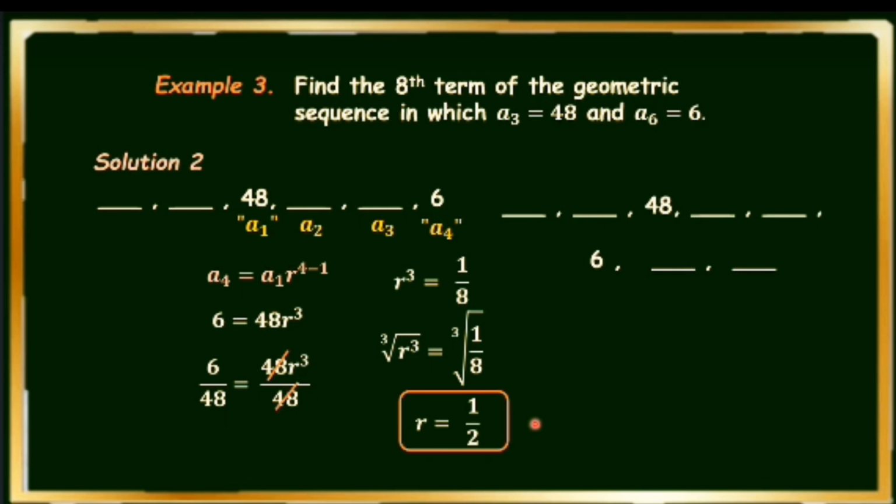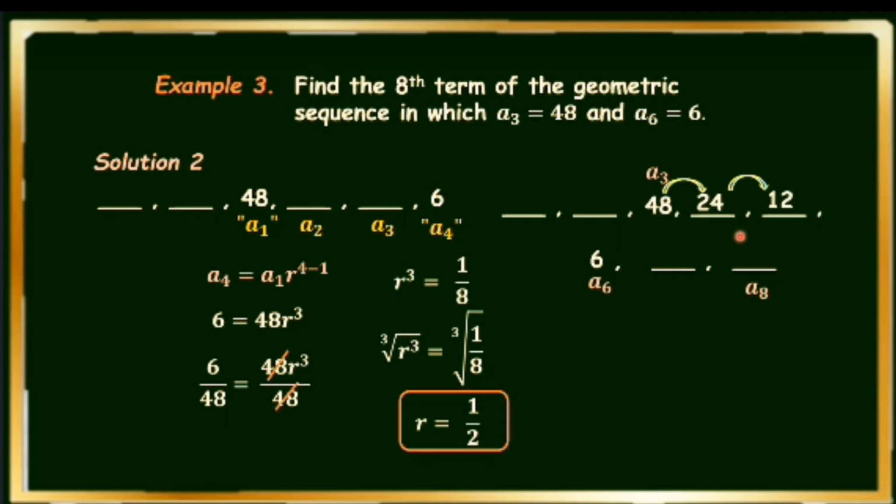Let's now go back to our actual sequence. In our actual sequence, 48 is a sub 3, then this is a sub 4, a sub 5, 6 is a sub 6, then 7, then a sub 8 is unknown. Since our common ratio is 1/2, it means we multiply each term by 1/2 to get the next term. Or, simply put, we divide 48. For example, we divide 48 by 2. 48 divided by 2 is 24.